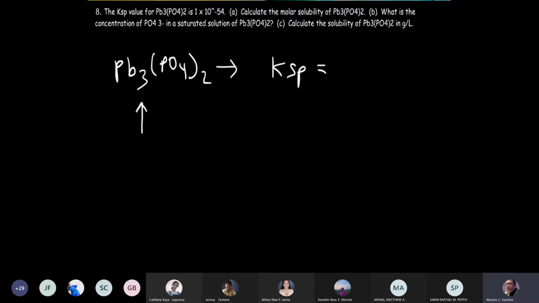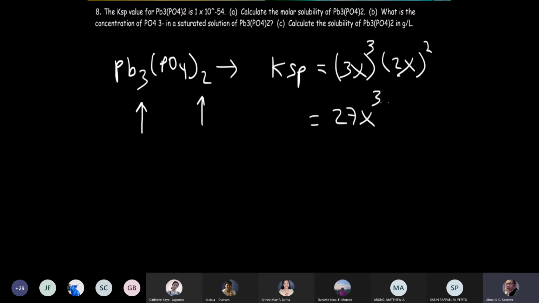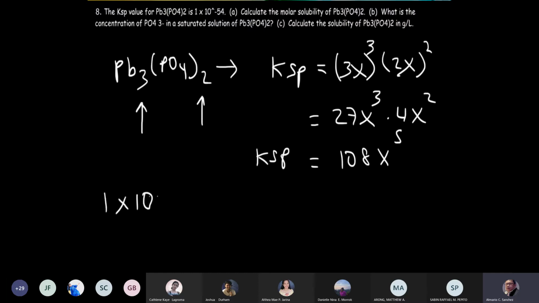So notice that the subscript for lead is 3, so it's going to be 3x to the third power. And for phosphate, it's 2, so it's going to be 2x raised to the second power. 3 to the third is 27, and 2 squared is 4. 27 times 4 is 108. So Ksp is equal to 108 times x to the fifth power. So let's replace Ksp with 1 times 10 to the negative 54. And so let's start by dividing both sides by 108.